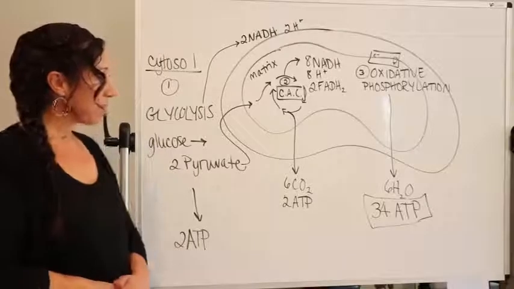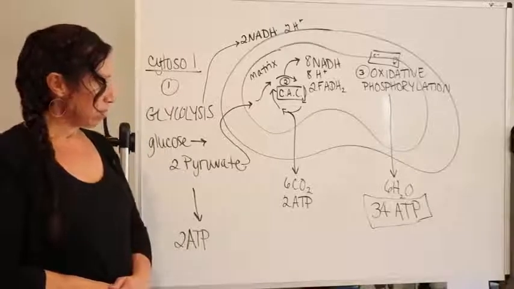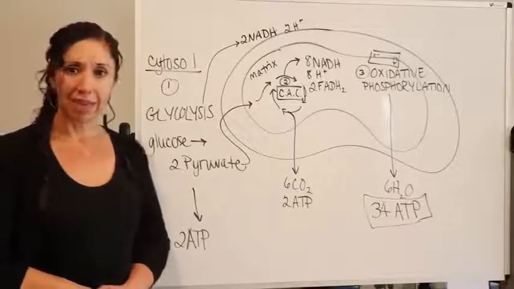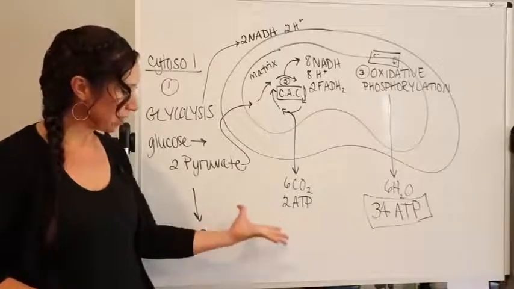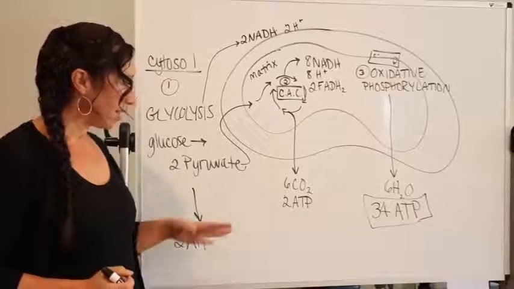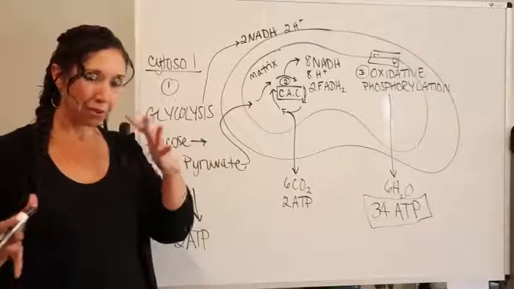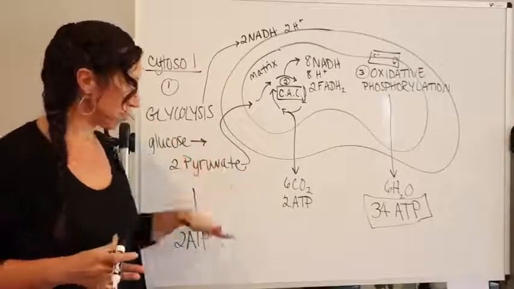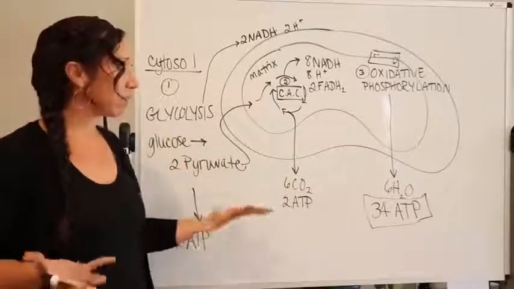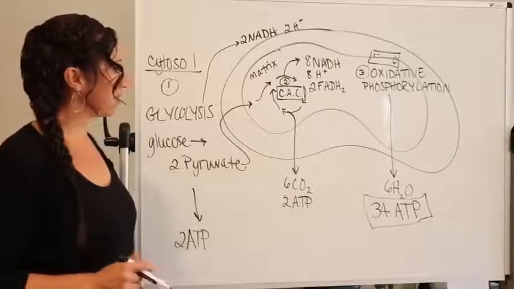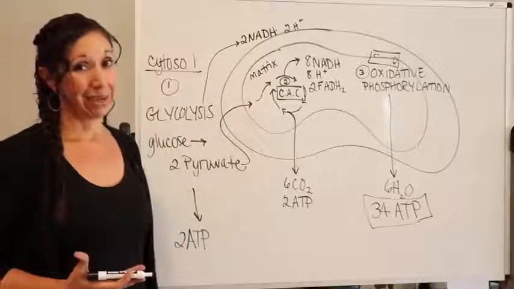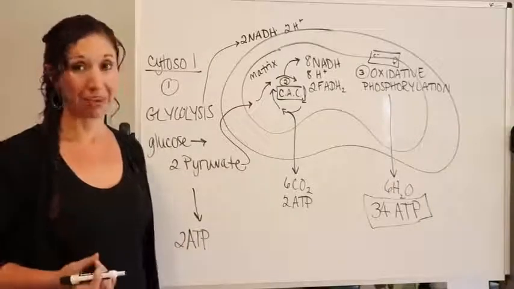As long as you're breathing and making your body work, this is going to constantly happen. The numbers are always between 34, 36, 38 for the whole process. I'm giving you the best case scenario that we have here. That, my loves, is cellular respiration.